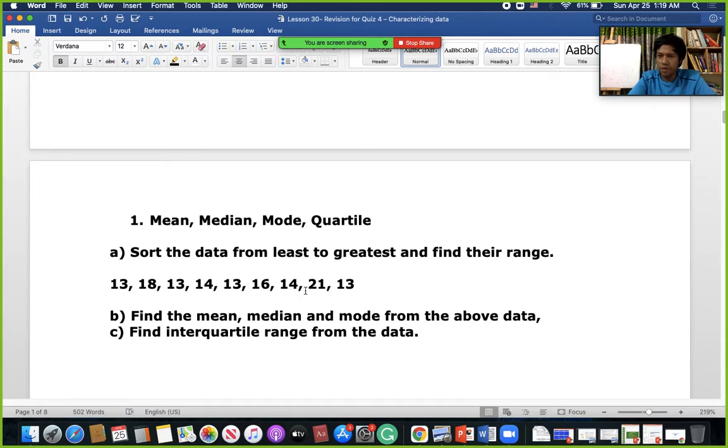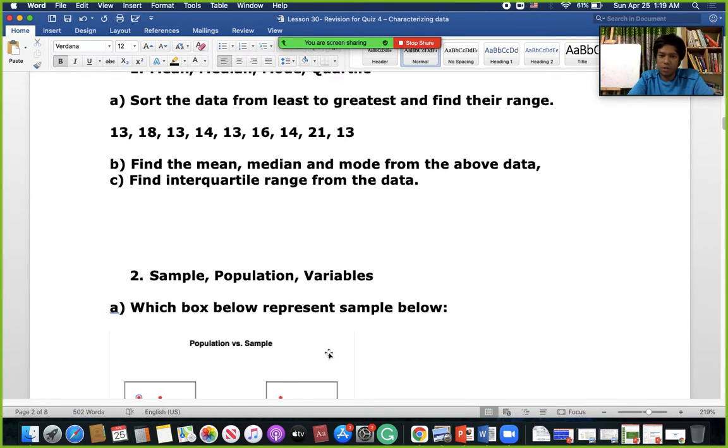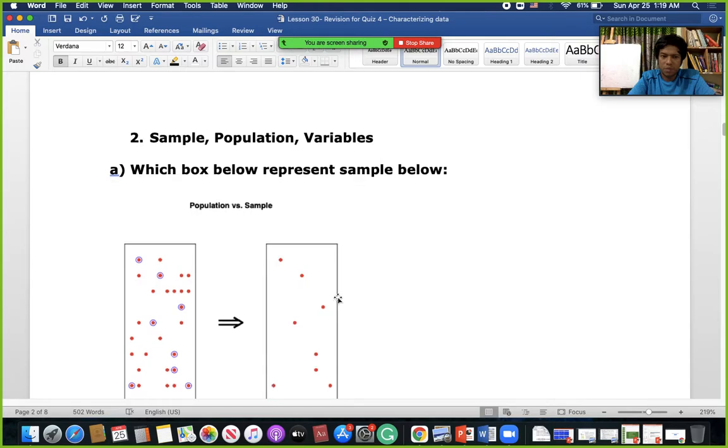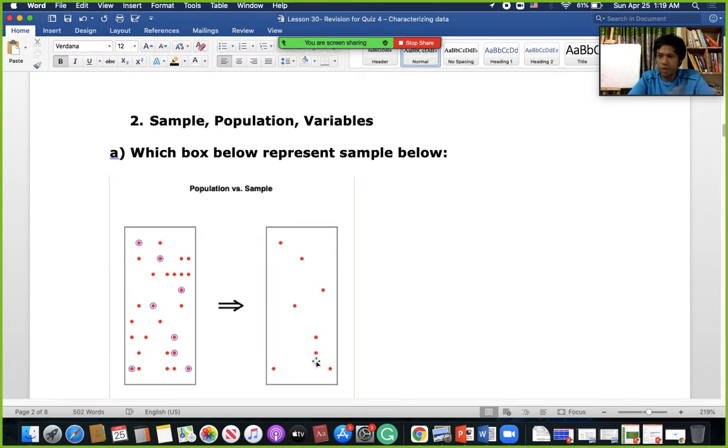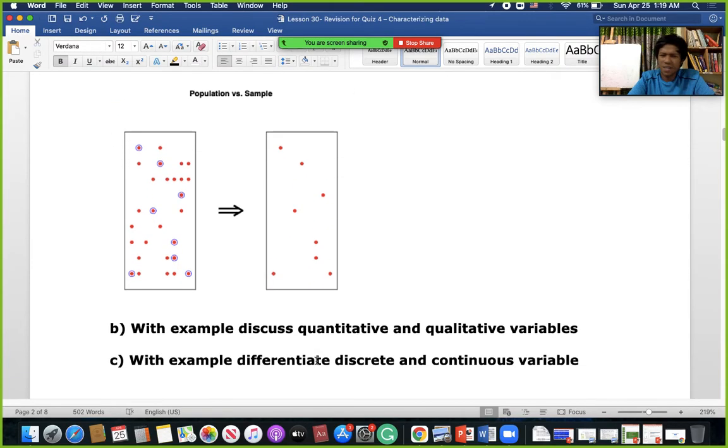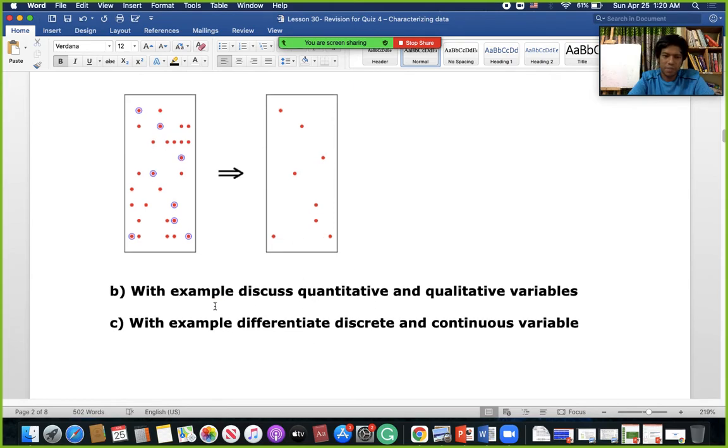So you have to find out quartile 1 and quartile 3, then the difference between them, which is called interquartile range. Samples, population, and variable. This is a somewhat descriptive question. Two boxes are given, one is population and another one is sample. You have to find out which one is population, which one is sample, left or right. This one is also a pretty easy question.